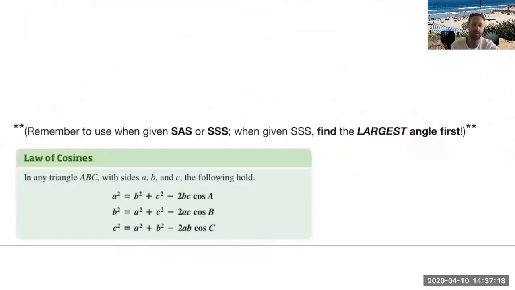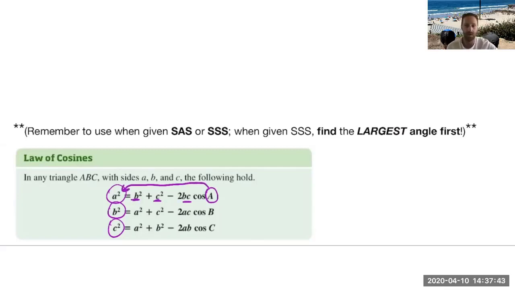And here are the other versions of that if you wanted to find little a or side length a, side length b, or side length c. You need to know the other two sides that you would use twice, and then the included angle, the angle that goes along with the side that you're trying to find.